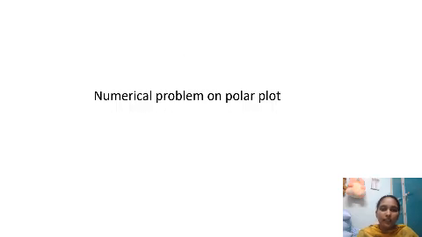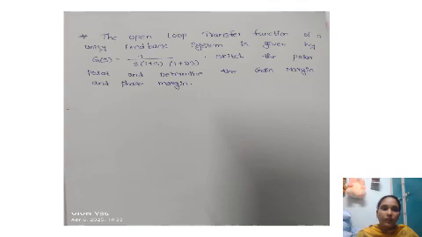And next, numerical problem on polar plots. The problem statement is: the open loop transfer function of a unity feedback system is given by G(s) = 1/(s(1+s)(1+2s)). Sketch the polar plots and determine the gain margin and phase margin.